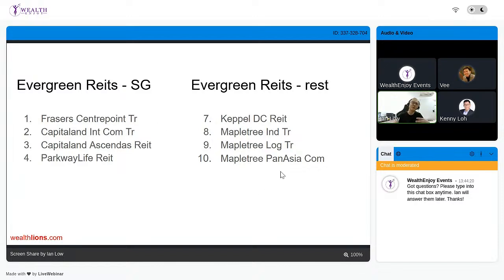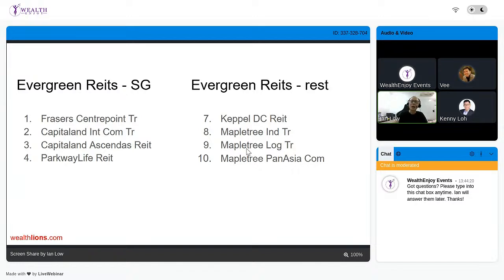For this list here, I favor Frasers Centrepoint Trust. I favor CapitaLand and Mapletree Industrial Trust, Capital DC, CapitaLand Ascendas REIT. Parkway, the yield is a bit low. Now, what do I not favor? Basically, I favor Singapore counters, so Singapore REITs with Singapore properties.